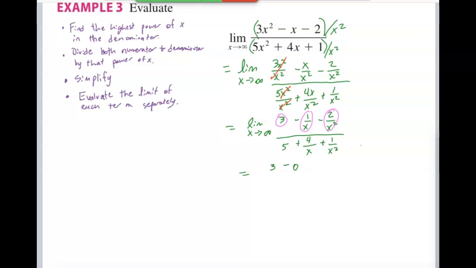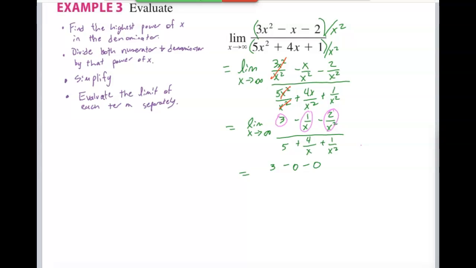Okay, what about the 2 over x squared? What's 2 over x squared going to approach as we let x get infinitely large? So we have a constant in the numerator. We have our denominator just getting larger and larger. What's the overall fraction going to approach? Yep. Still 0. Good. And that's what that last theorem said to us.